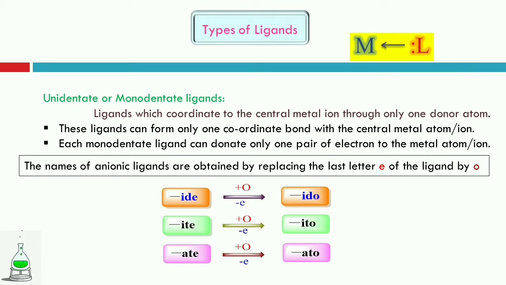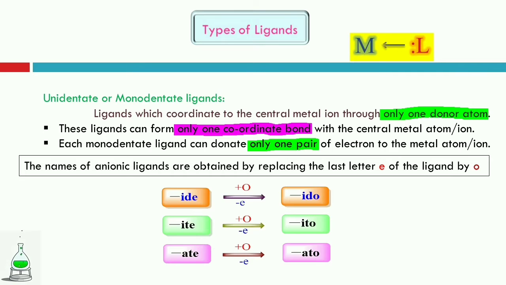Now we'll start with the classification based on their denticity. First one is unidentate or monodentate ligands, the ligands with only one donor site. Here ligands can coordinate to the central metal ion through only one donor atom, and these monodentate ligands can form only one coordinate bond with the central metal atom, and each monodentate ligand can donate only one pair of electrons to the metal cation.